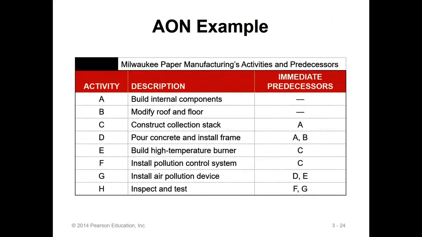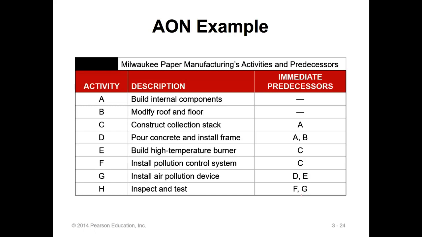With this, we want to practice the example for activity on node. This is the Milwaukee Paper Manufacturing activities and predecessors. So we have the overall project breakdown structure A, B, C, D, E, F, G, and H. Totally, these are the activities.